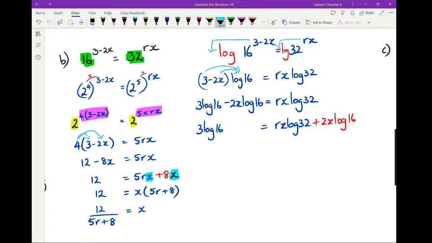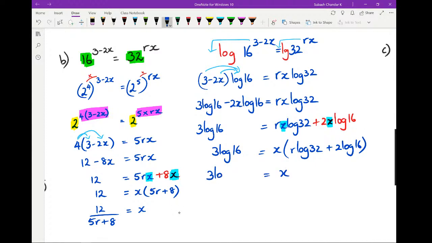and then from this point I can see that x is a common factor, so I can take out x as a common factor. So I'm going to get 3 log 16 equals x times (r log 32 plus 2 log 16), and then eventually I'm going to get x is equal to 3 log 16 divided by (r log 32 plus 2 log 16).